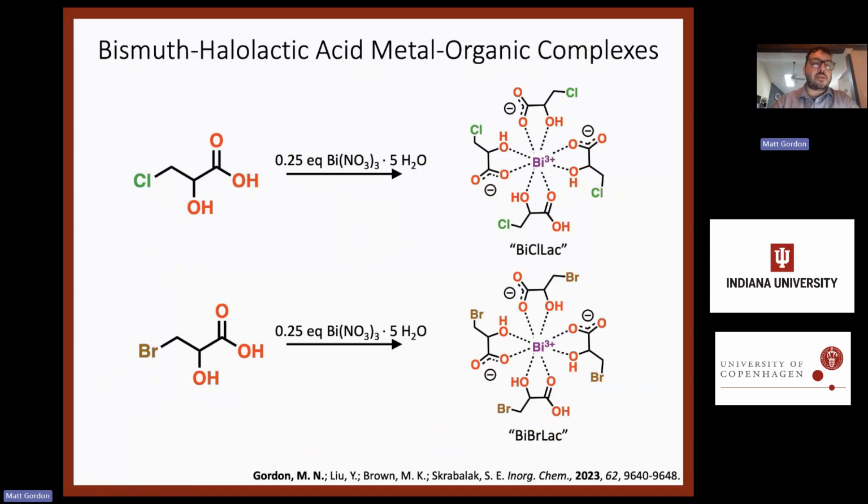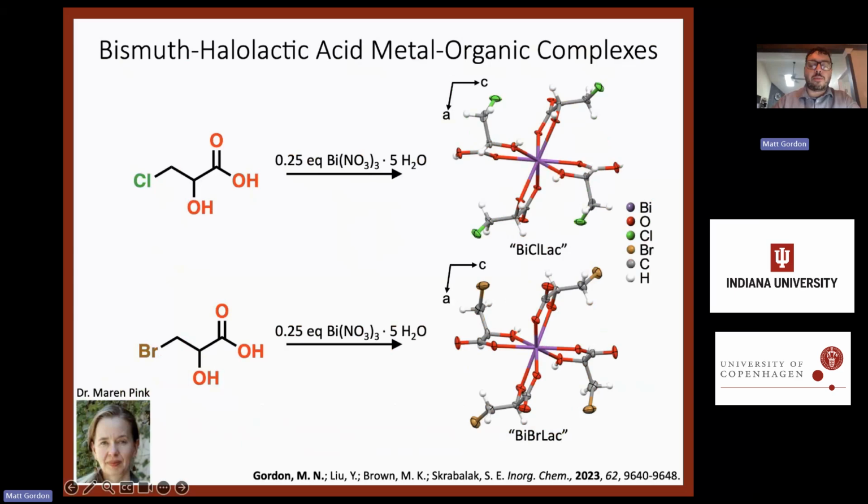And so we were able to synthesize these molecules, which are derivatives of the lactic acid that we had in the previous paper. We reacted them in a 4-to-1 ratio with our bismuth nitrate, and we were able to achieve these complexes shown here. We were able to solve the crystal structures with the support of our crystallographer, Dr. Maren Pink. And these were then used in further applications.